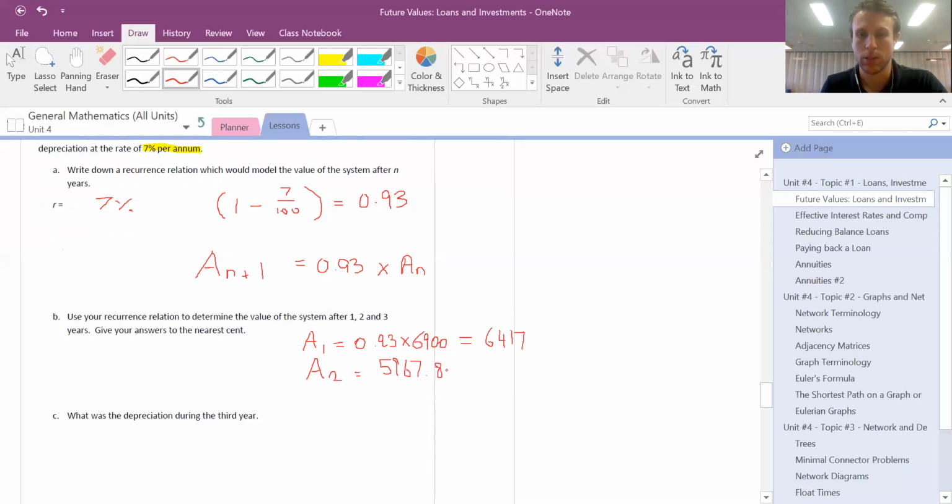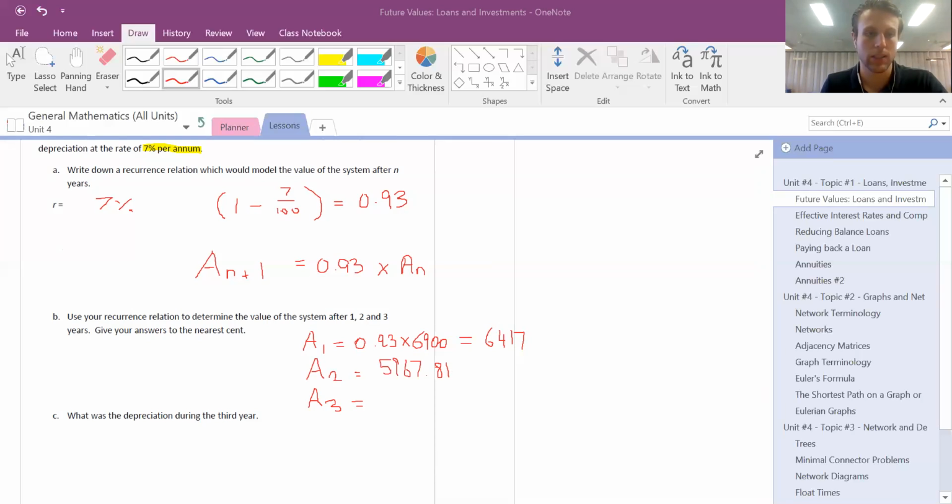5,967.81. So has it dropped? This one going from here to here has dropped by about 400. This one going from here to here again dropped by a bit more than what it did originally, but still 400 and something. We can work out the third year after that. It's asking for the nearest cent, which I wasn't looking at before. So look, 0.81, I think that's good enough. That's our nearest cent, unless it's asking for tenth of a cent, but it hasn't asked for that.